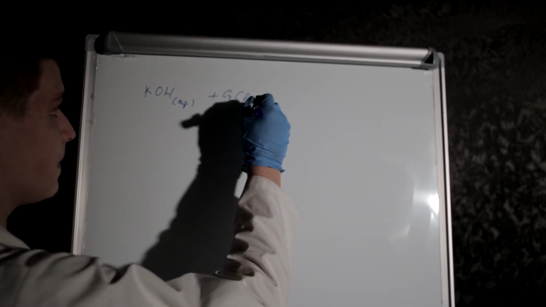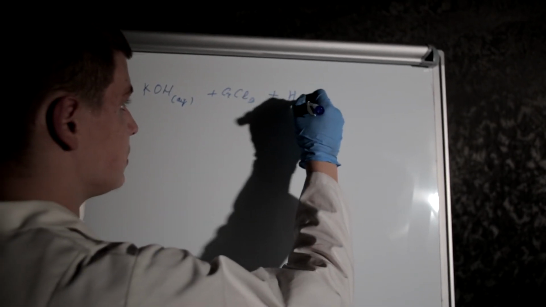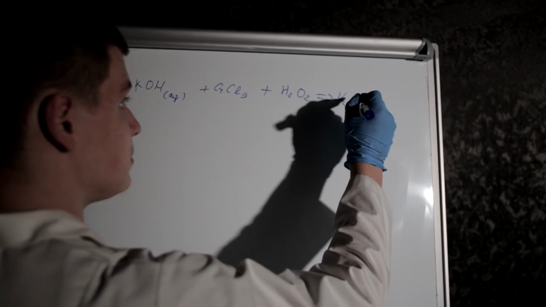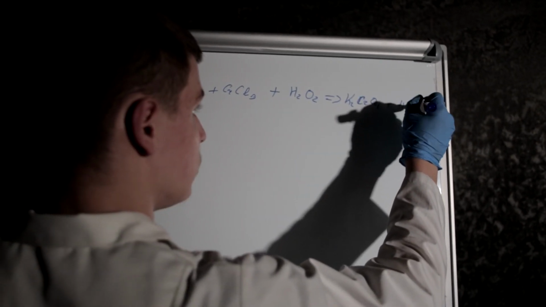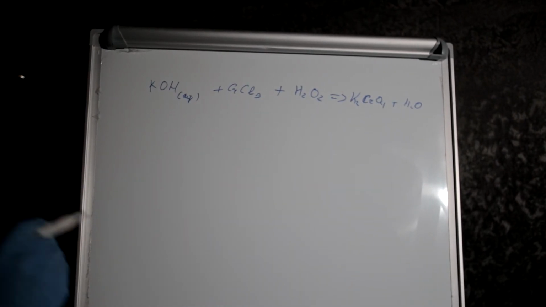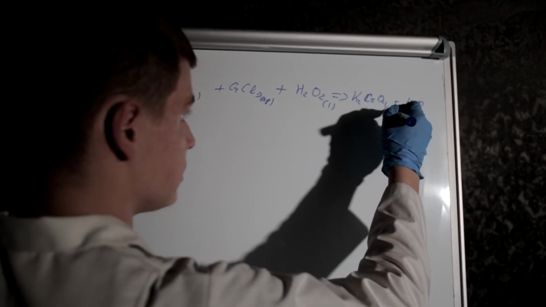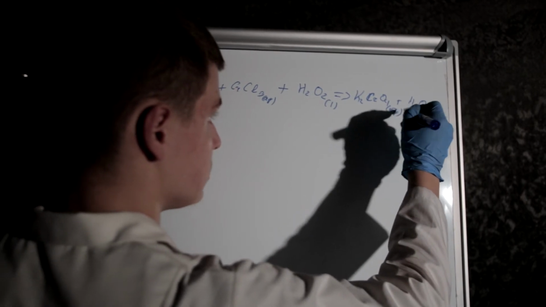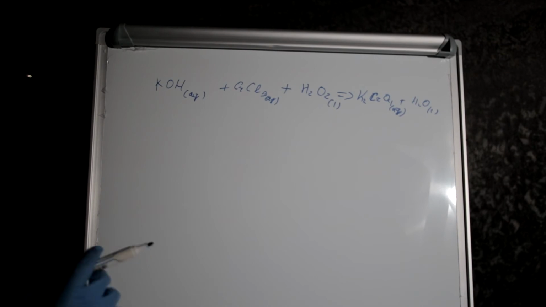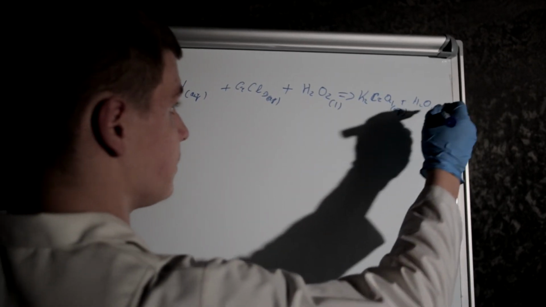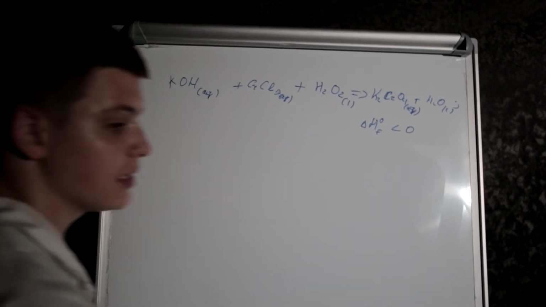So the equation for this process is potassium hydroxide in aqueous form plus chromium chloride 3 plus hydrogen peroxide is equal to potassium dichromate plus water. Nothing else but water. This is a solution, this is liquid, this is a solution, aqueous, and this one is liquid. Of course, the enthalpy of formation is lower than 0 because it's an exothermic equation.